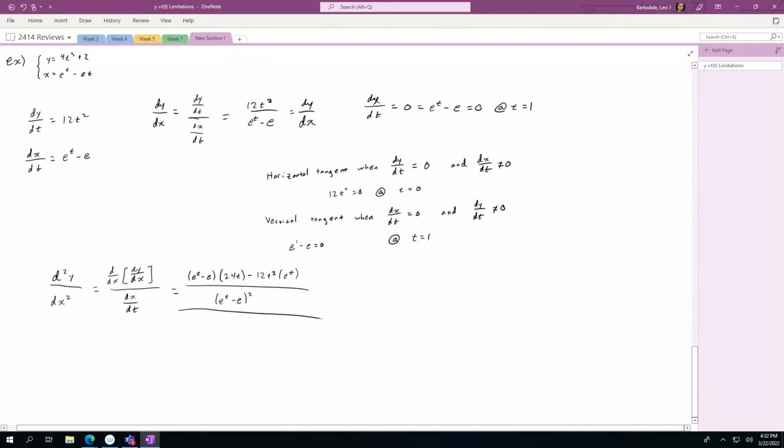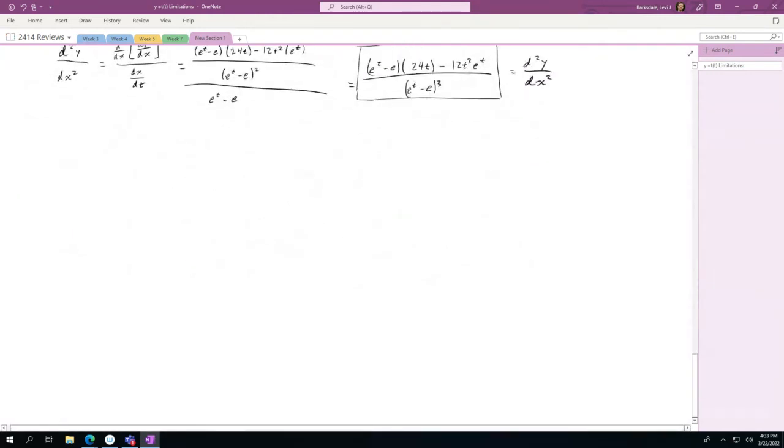And again, I need to divide all of it by my x derivative, which is e^t - e. Now, combining this, I get (e^t - e)(24t) - 12t squared e^t, all over (e^t - e) cubed. Now, it's possible that we could simplify this a little more, but I don't think we can, so we're just going to leave this as our final answer for our second derivative. Perfect.